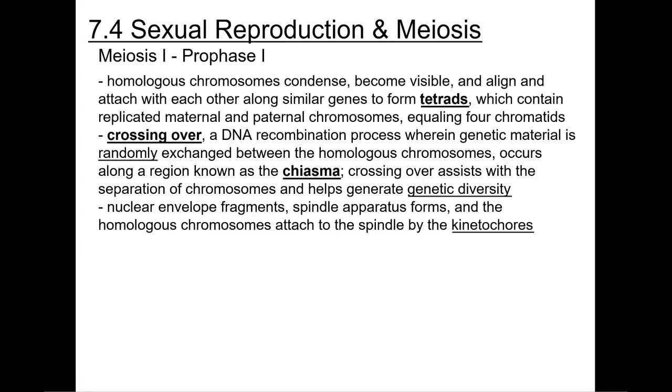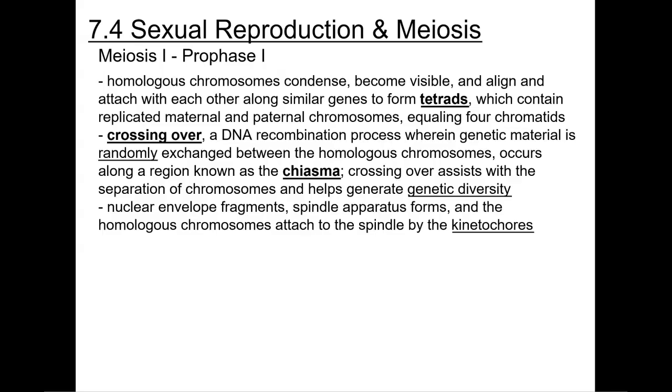So with meiosis, we're going to divide twice with these cells. So you're going to go through what's known as meiosis 1 and meiosis 2. So we're starting out with the first phases of meiosis 1, and that's going to be prophase 1. Here, we're going to have homologous chromosomes that are going to start to condense. So they're starting to tighten up, just like what we saw in mitosis. They're going to become visible, and then they're going to align and attach with each other along similar genes to form these things called tetrads.